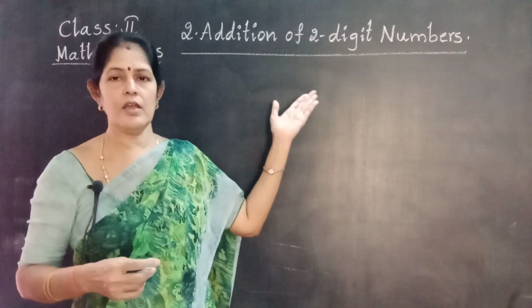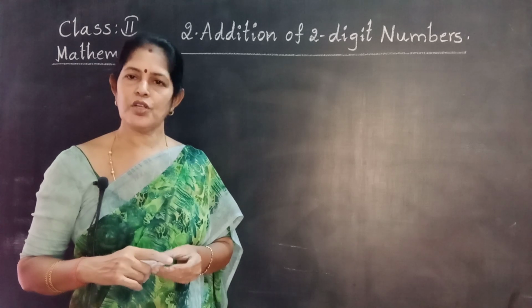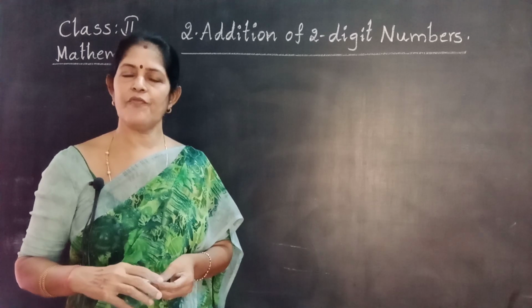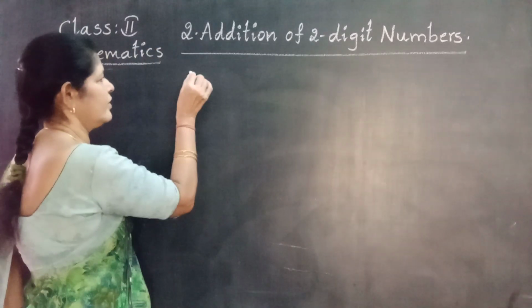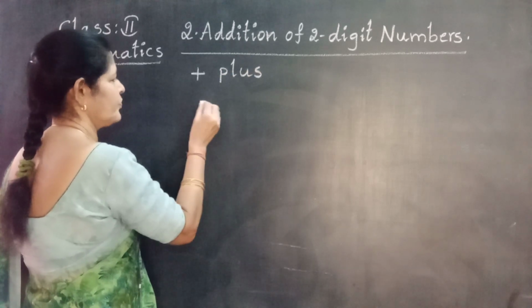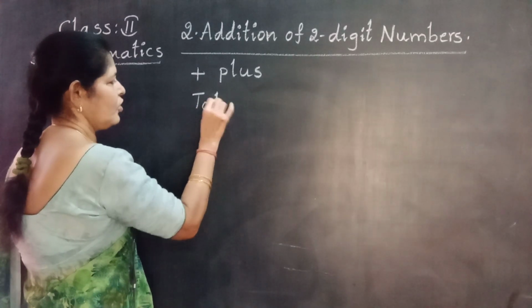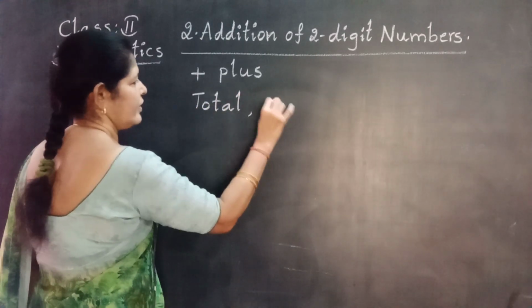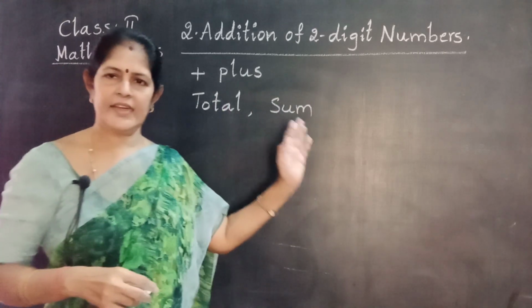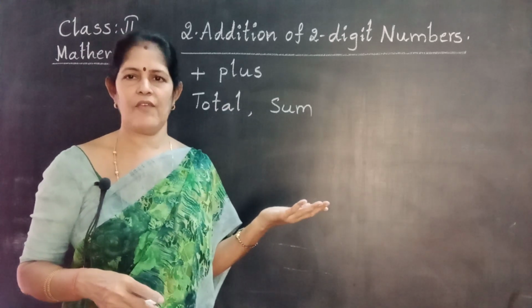Here we are going to start addition of two-digit numbers. Once more, we are going to revise how to add one-digit numbers also. What is the symbol for addition? Plus. Very good. Spelling is P-L-U-S. What is the result of addition? Total, T-O-T-A-L, or sum, S-U-M. Find the total, find the sum, both are the same. That means we are going to add the given numbers.